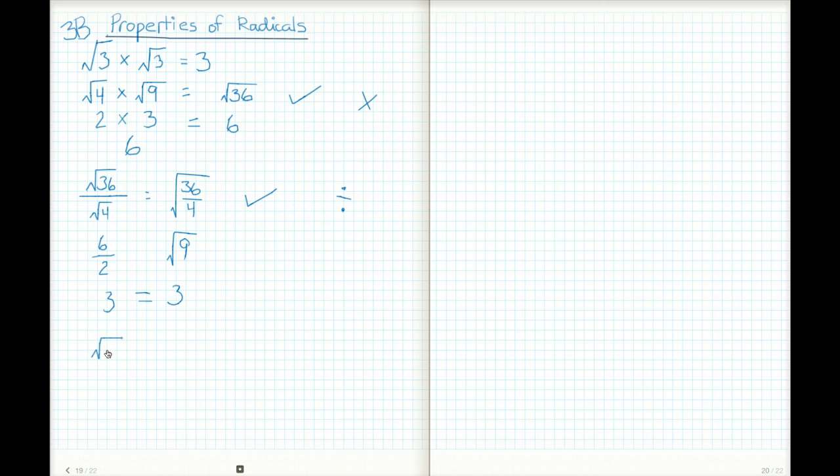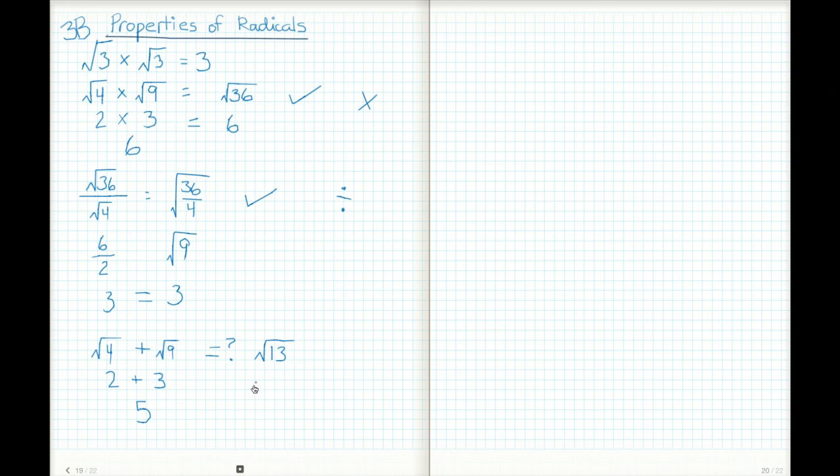If I go back to the square root of 4 and instead of multiplying it, add it to the square root of 9, is that going to be equal to the same thing as the square root of 13? So let's do our check again. Left-hand side is equal to 2 plus 3. That's equal to 5. The right-hand side, is the square root of 13 equal to 5?